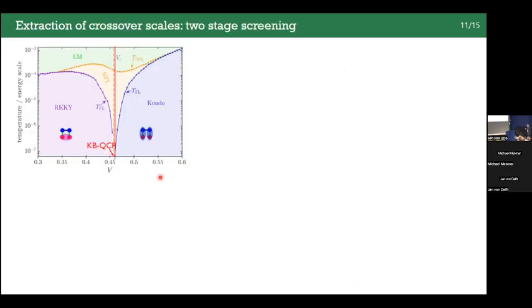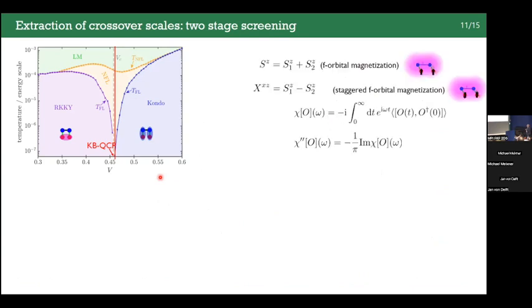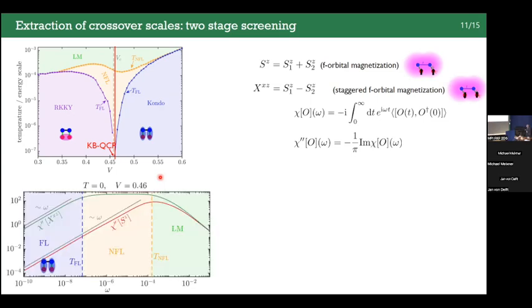All right, now, how did we extract these crossover scales? What Andreas did, he studied many susceptibilities as a function of frequency. I will focus here on the F orbital magnetization and the staggered F orbital magnetization, and plot the imaginary part of those susceptibilities as a function of frequency at 0 temperature.